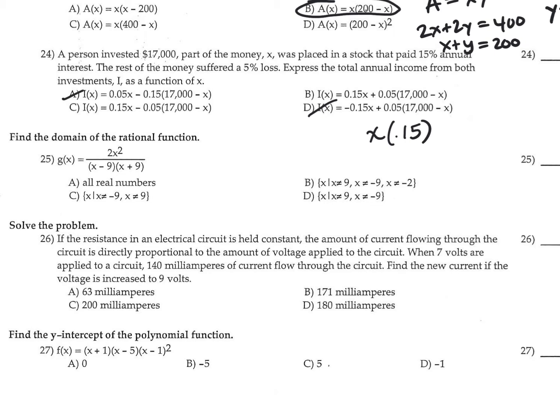Now we need to figure out what to do with the income that we lost, and I think we just need to investigate the answers here. What's different between them is just the sign in the middle. Well, if I lost money, I should be subtracting, so I don't even have to really go much further to know that option C here is the best.